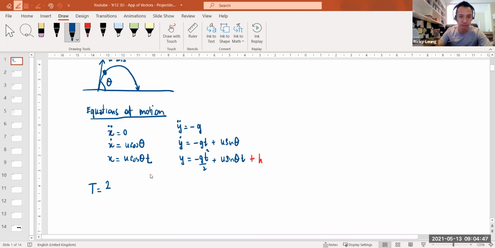I lied there. You basically, I'm thinking about max height. You set the vertical distance to be 0, and you solve for that, and you get 2u sine theta on g. Right? You can memorize this, or you can prove it from scratch. And then you get horizontal range.